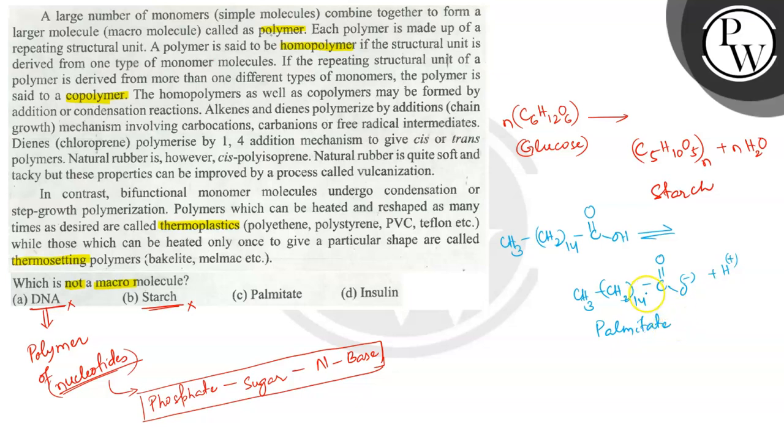Now palmitate ion का, though this is a long chain hydrocarbon or long chain compound, इसमें 16 carbons एक ही chain में present हैं, but this has a definite molecular formula and this is not a polymer. That means this is not a macromolecule. So palmitate is not a macromolecule and is our correct option.